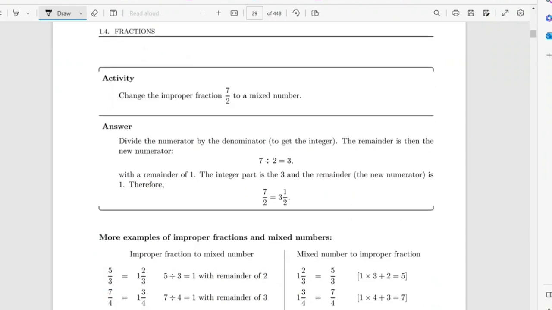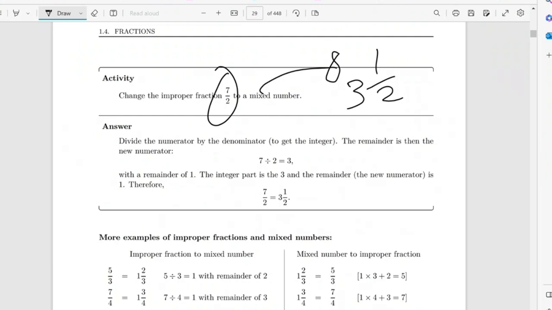Now change the improper fraction to a mixed fraction. Same thing, 7. 2 goes into 7 how many times? It goes 3 times, and then you'll be left with 1. So you've got 1 over 2. You're taking the similar denominator there. You can just do that by inspection without really going through these steps.